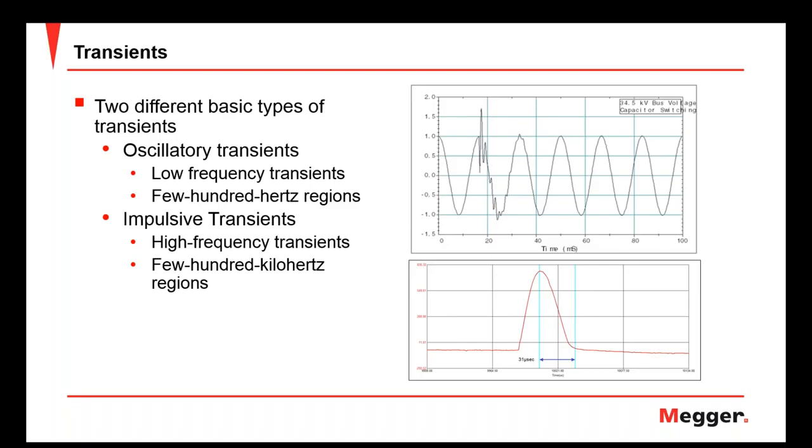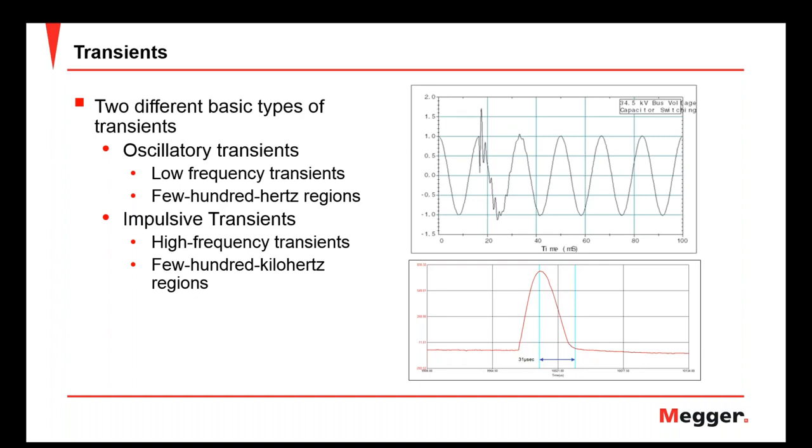Now, let's go into other things such as transients. Now, the difference of a transient is that it's a very short duration event, okay? They're typically sub-cycle events. They're going to be less than a cycle. And there's basically two different types. We have the oscillatory transient, which we see on the upper image here. And it's categorized by this ringing out that you see there. These are low frequency transients, typically a few hundred hertz in region. And they are typically due to capacitor banks switching in.